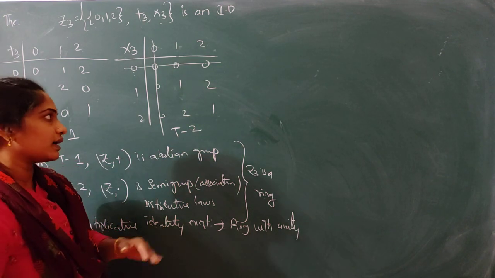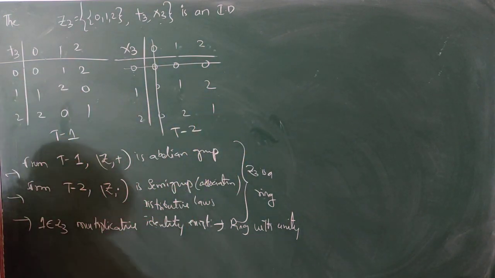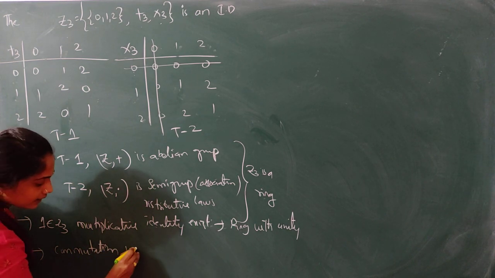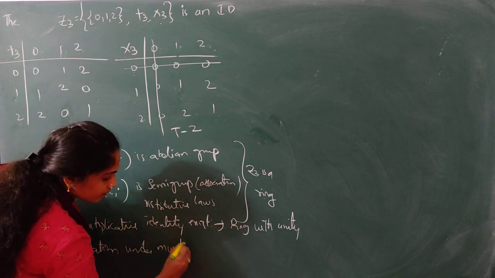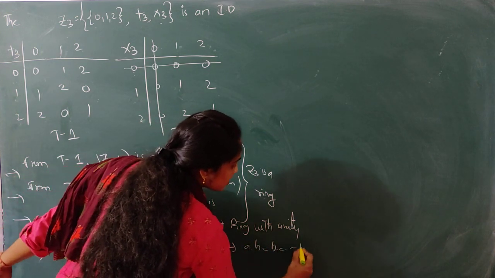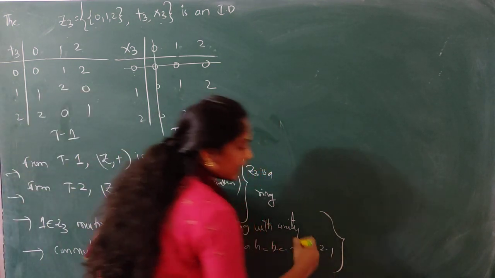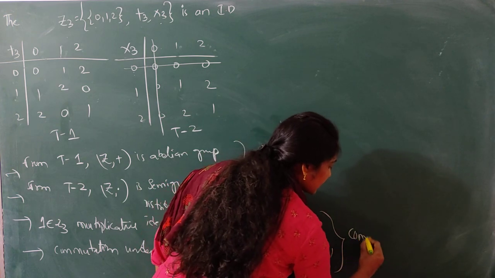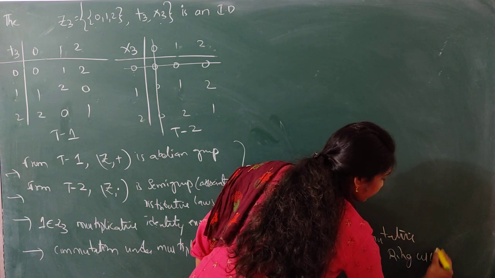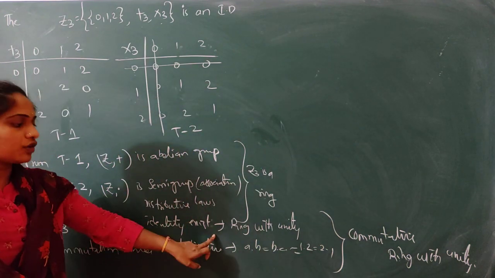Next, commutative. Take 1 times 2 or 2 times 1, you get only 2. So commutativity under multiplication is satisfied, that is, a times b equals b times a. You can say that 1 times 2 equals 2 times 1. So up to here you can say that it is a commutative ring with unity. So Z3 is a ring, it is a ring with unity, and it is commutative.